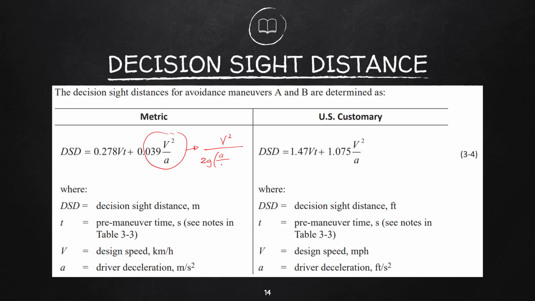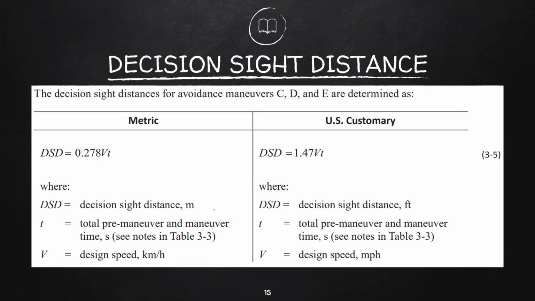this should be the formula, still similar to our stopping sight distances. Okay, it's just that for decision sight distance we are changing the value of t. Remember that for stopping sight distance we just provide 2.5 seconds, but for decision sight distance we provide more time for them. Okay, so there you go.